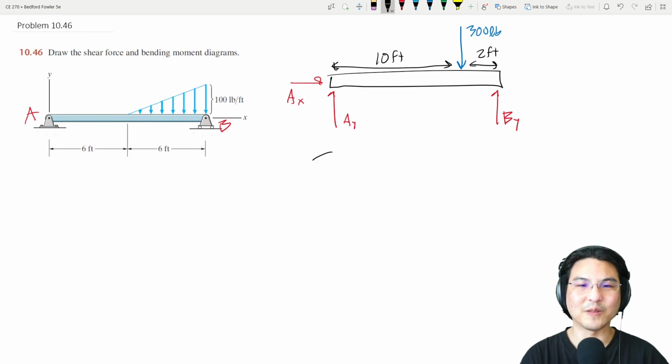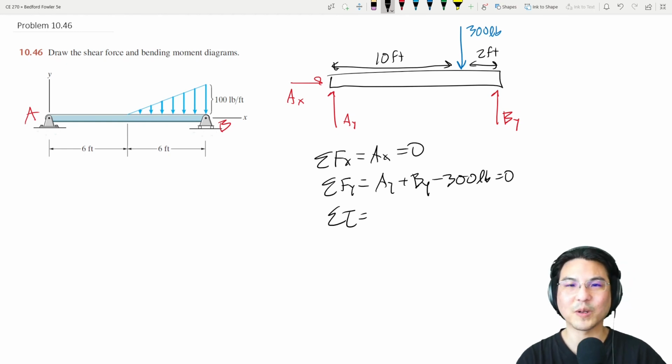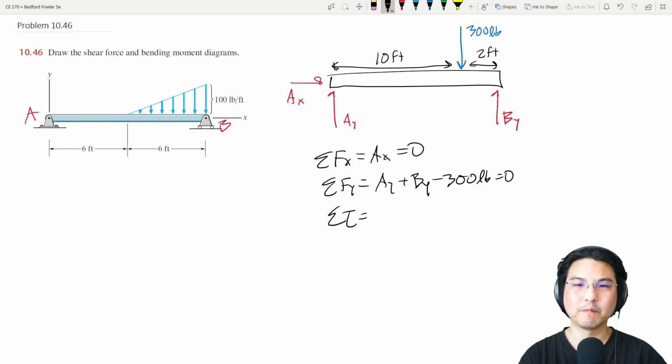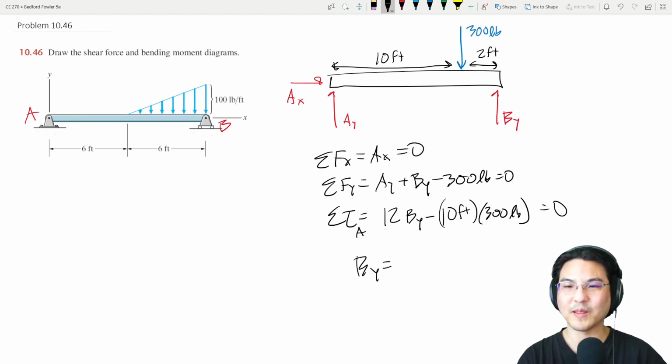Okay, so then let's solve for these reactions. In the x direction, AX, the y direction, AY plus BY minus 300. All right, let's sum torque about anywhere over here. So then let's say that's 12 feet times BY minus 10 feet times 300. So BY is 3,000 over 12. So 250.